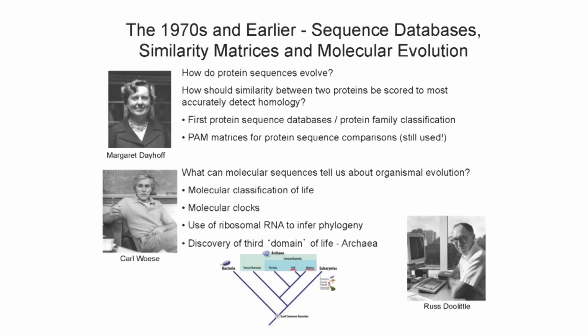And Russ Doolittle also did a lot of analysis of protein sequences and came up with, or anyway contributed to, the molecular clock idea: instead of systematics being based on phenotypic characteristics, do it on a molecular level.